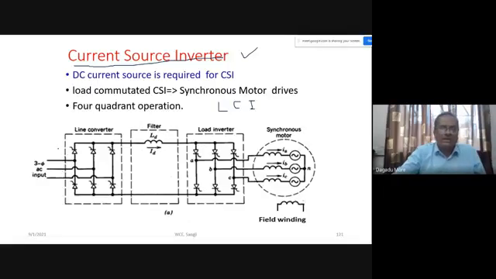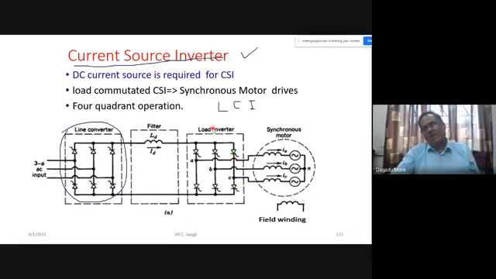And here we have seen that this is a line converter. If you see here, this is a line converter. It will be a 6 pulse converter. Is it right? So this is a 6 pulse converter, and this is also a 6 pulse converter. Both will be 6 pulse converters, and they are connected through a large value of filter inductance. So this whole scheme is made with the help of thyristors.